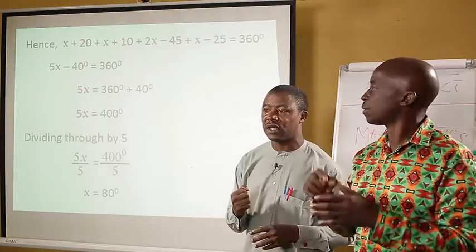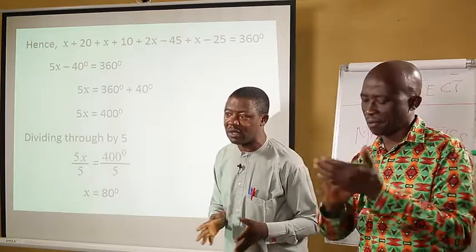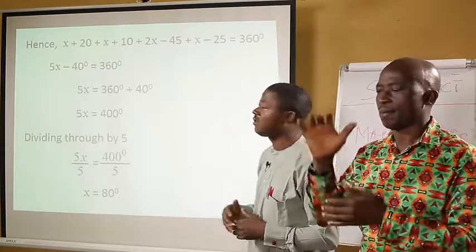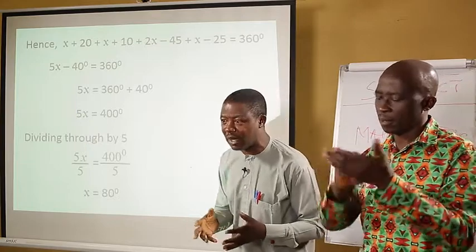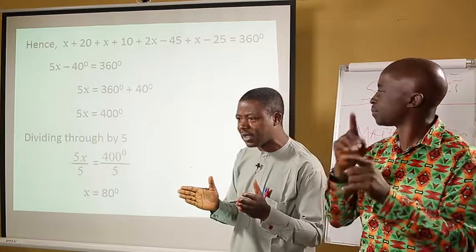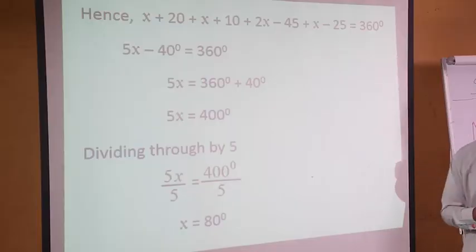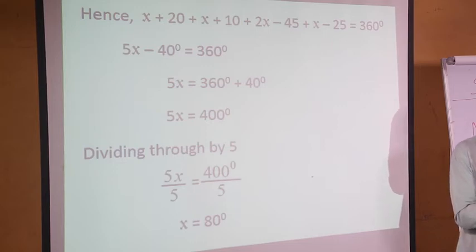Then 20 plus 10, making 30. And 30 minus 45 is minus 15. Minus 15 minus 25 will give us minus 40. So by our simplification, we'll be having 5x minus 40, 5x minus 40 degrees. Now we are expected to deduce the value of x.